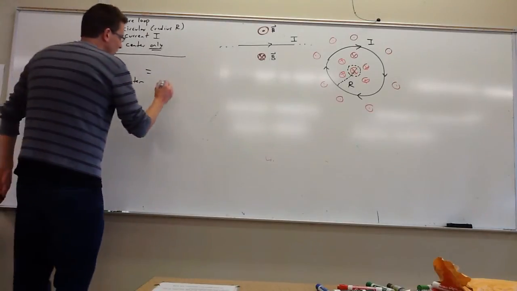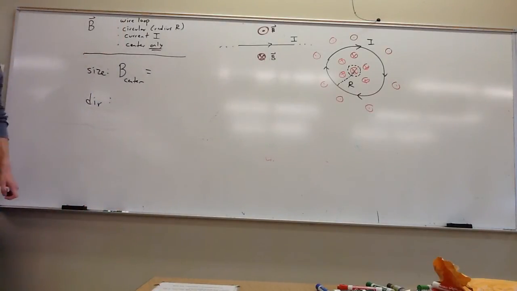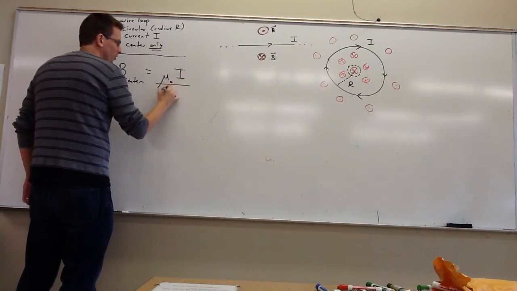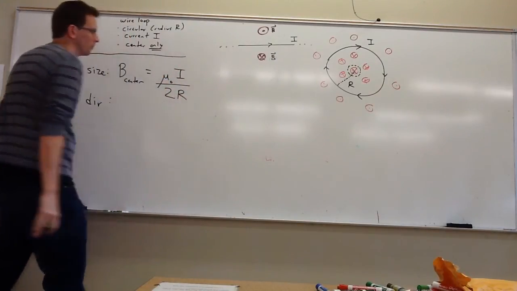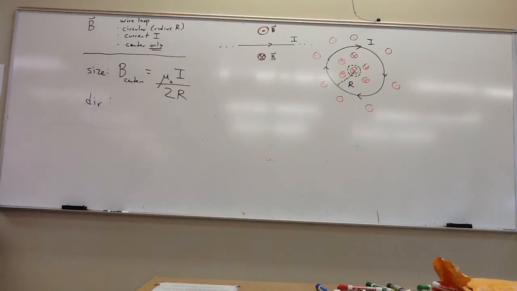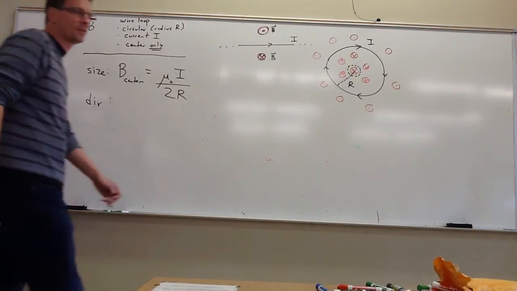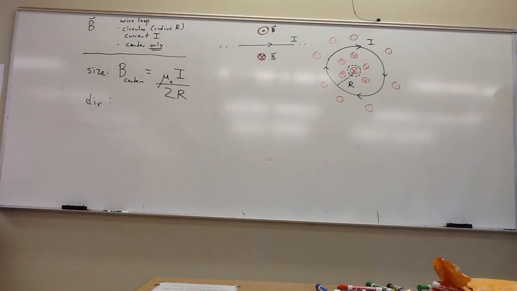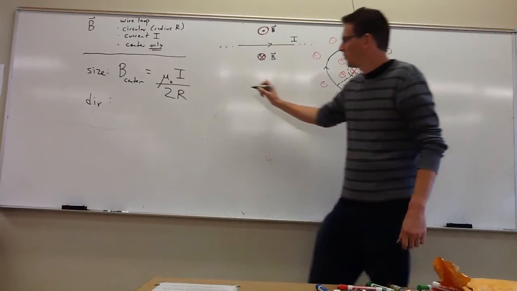Here's my formula, and again, you'll just have to take my word for it. Mu naught I over 2R. That is how you find the magnetic field in the center. You have to ask what's the amount of current. So obviously more current means more field.